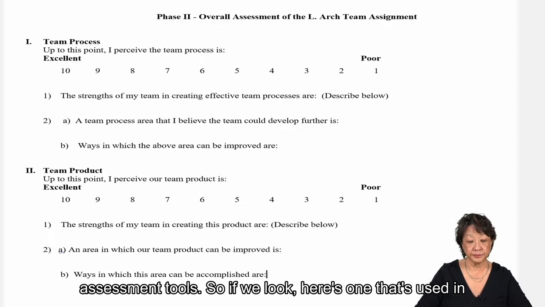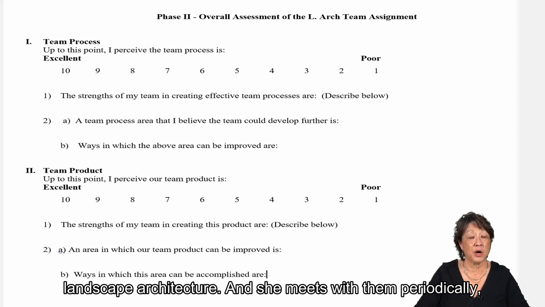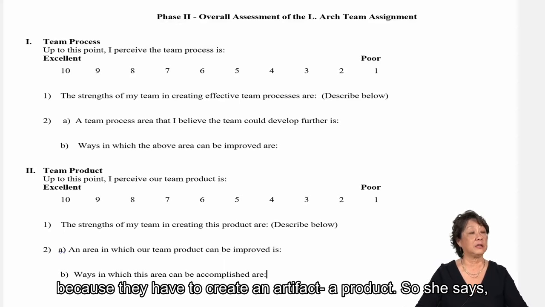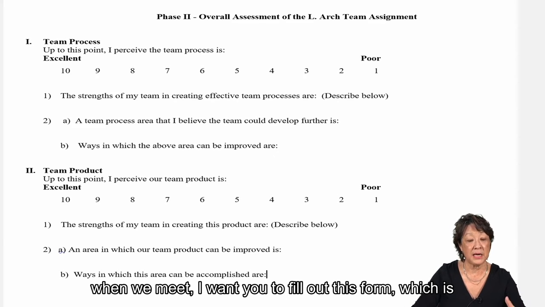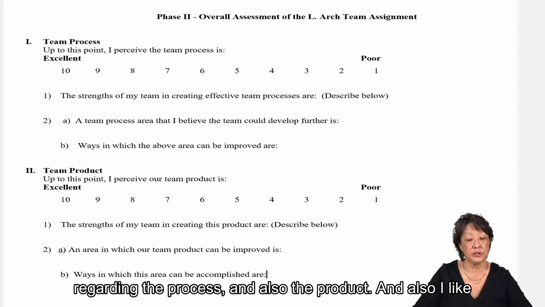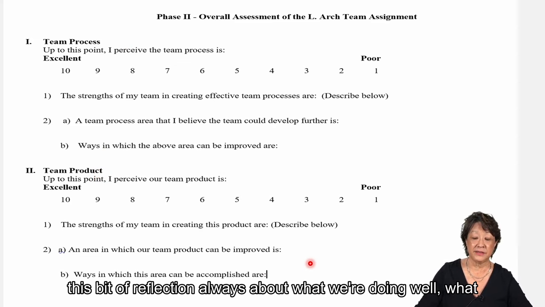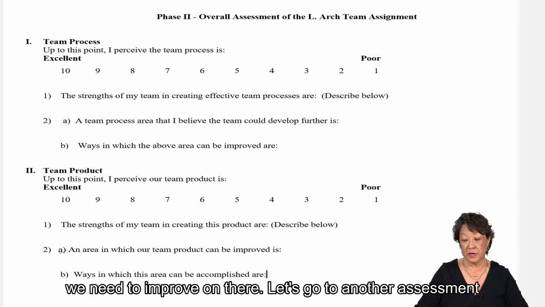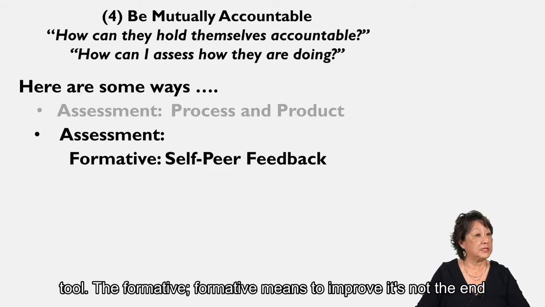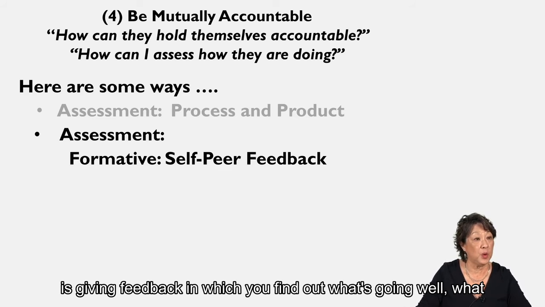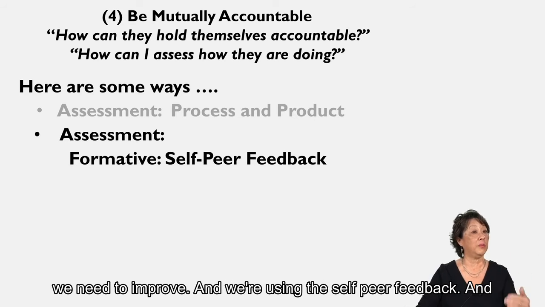So don't worry that you're going to have to create these assessment tools. If we look, here's one that's used in landscape architecture. She meets with them periodically because they have to create an artifact, a product. So she says, when we meet, I want you to fill out this form, which is regarding the process and also the product. And I like this bit of reflection always about what we're doing well, what we need to improve on. Let's go to another assessment tool. The formative. Formative means to improve. It's not the end. It's giving feedback in which you find out what's going well, what we need to improve.